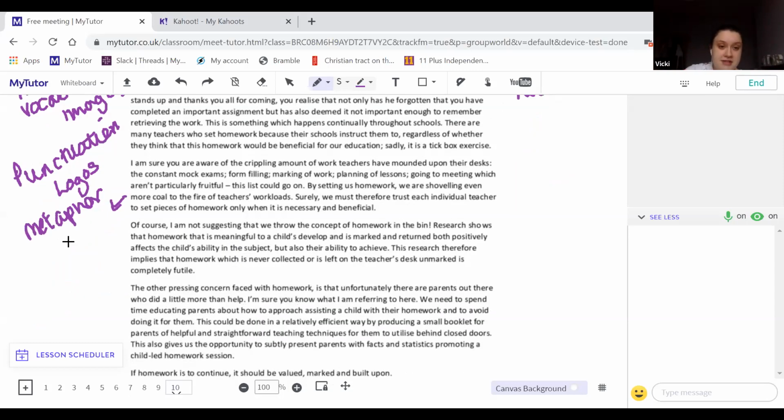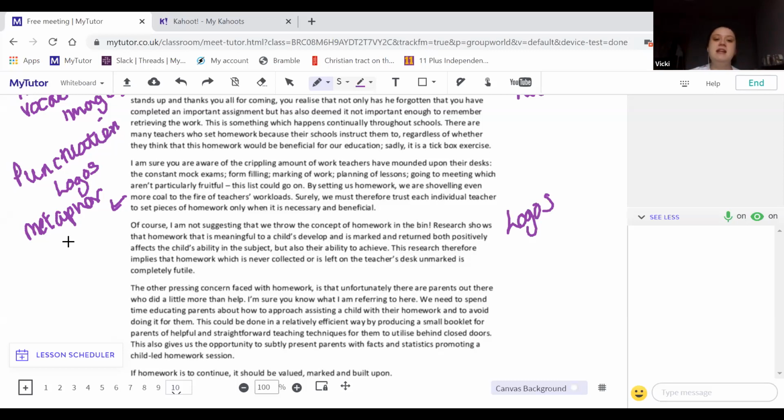Of course, so I'm starting with something slightly different here. I'm using a discourse marker, which gives us consistency between those two paragraphs. I'm not suggesting that we throw the concept of homework in the bin. I've also put an exclamation mark there to show off another piece of punctuation. Research shows, so here's where my logos really comes in. Here are my hard-hitting facts and statistics.